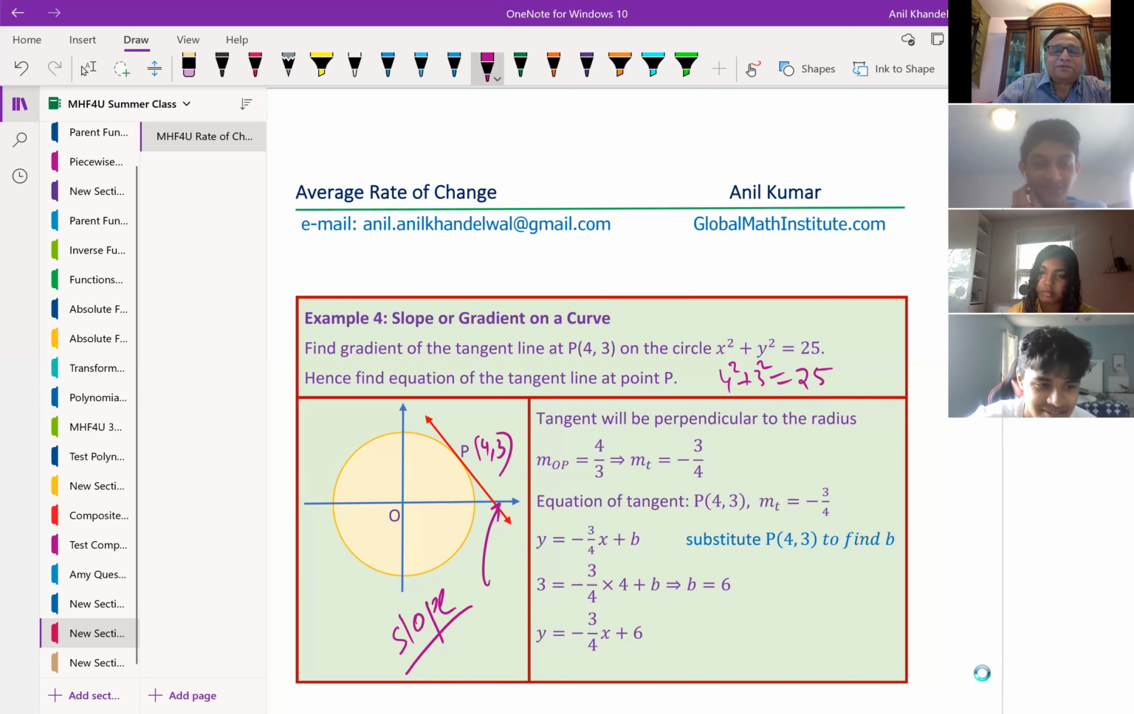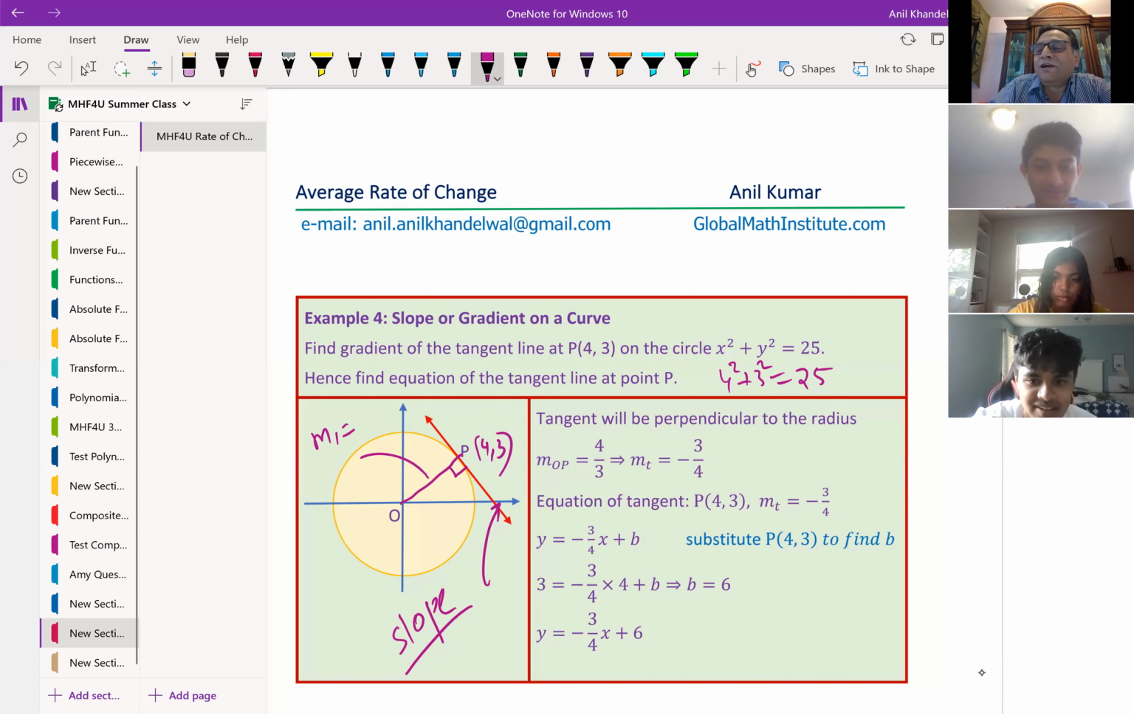Now look here. Let me join the point O with P, because this is the radius. So it is perpendicular. Do you get this idea? So O to P, you can find this slope, and then take the negative inverse. Got it. Yes, Hamza, you got it. Perpendicular line, negative inverse. Easy to say, difficult to apply.